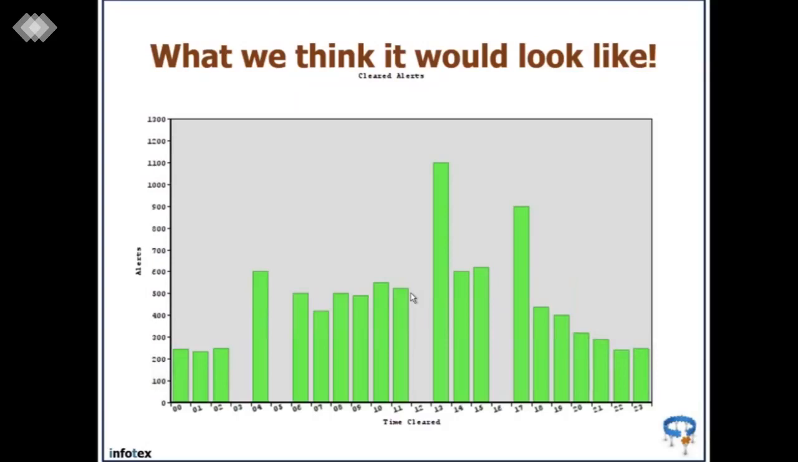What Infotex is currently doing is we're not watching uncleared alerts. We're watching cleared alerts. We decided to flip that around. There's a lot of reasons for that I don't want to go into. But this is what we think it would look like if someone was sleeping on a knock. Fortunately, we don't have any of these graphs available because our employees love their job, and if they were caught sleeping on the knock, they'd be fired, right?